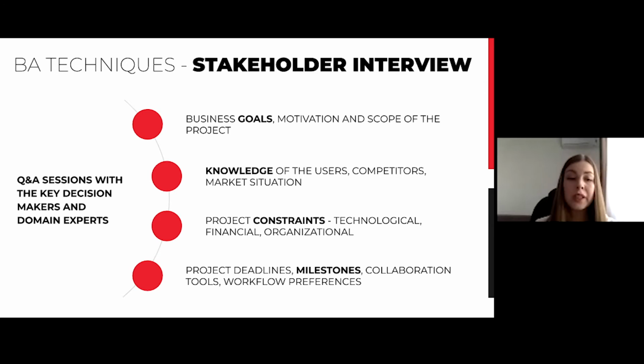At this stage, we usually can study the client's major business goals, motivation and scope of the project, and get to know what stakeholders know about potential users of the product, who the competitors of the potential product are, and what the market situation is. Additionally, during the interview, we get information that might be useful for project managers or product managers, and covers different project aspects like particular deadlines, which may stick to certain market aims that the client's marketing team has.